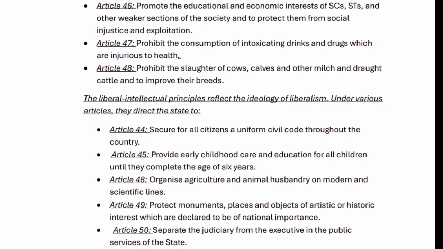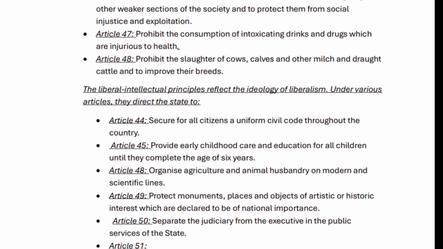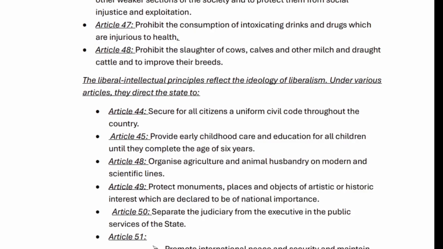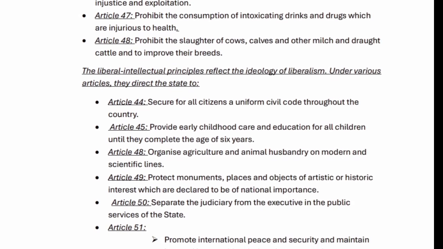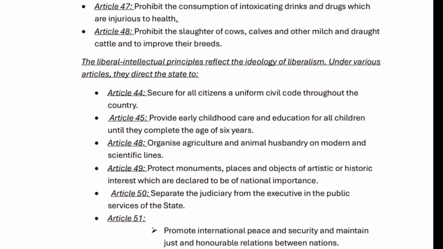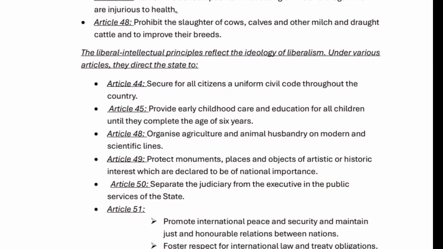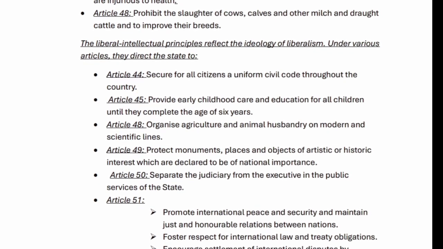The liberal intellectual principles reflect the ideology of liberalism. Under various articles, they direct the state to: Article 44. Secure for all citizens a uniform civil code throughout the country. Article 45. Provide early childhood care and education for all children until they complete the age of 6 years. Article 48. Organize agriculture and animal husbandry on modern and scientific lines.